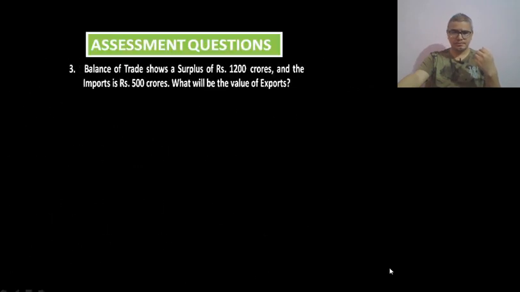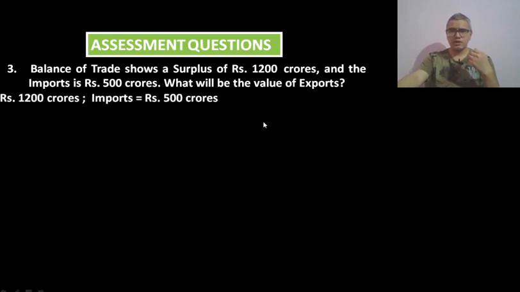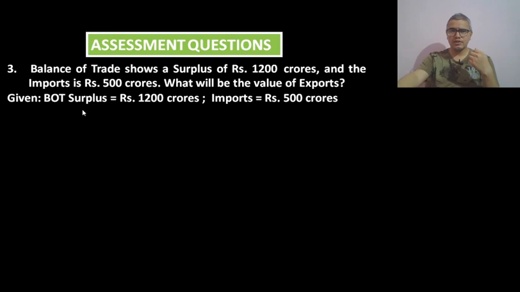Okay, in this question you see that balance of trade shows a surplus of 1200 crores. So here the value of balance of trade is given and the value of imports is given, 500 crores, and you are asked to find the value of exports. Here also we will write whatever is given in the question. BOT surplus 1200 crores, imports 500 crores.